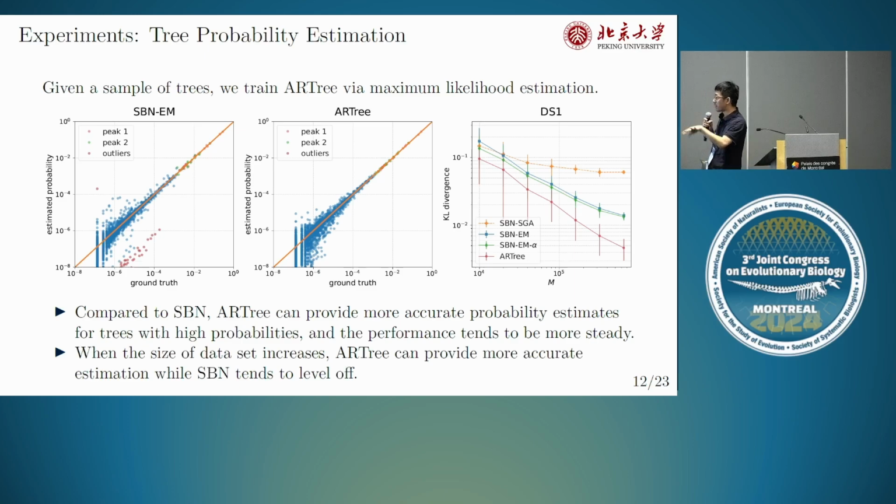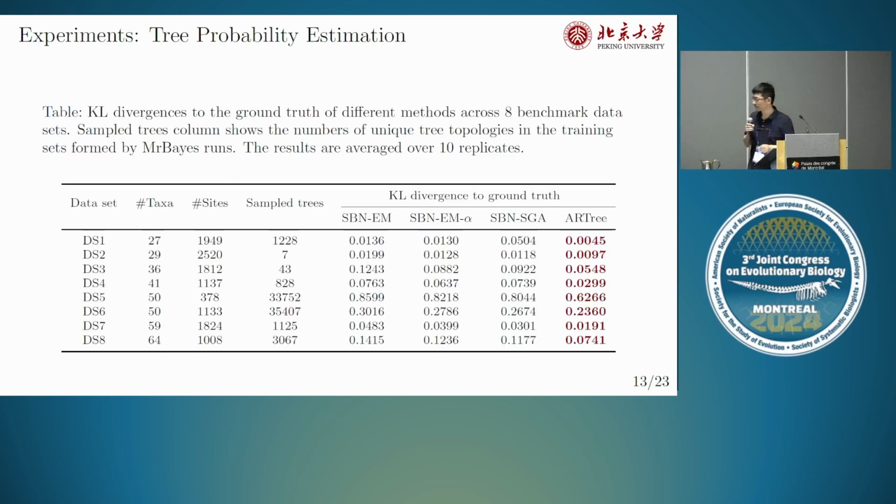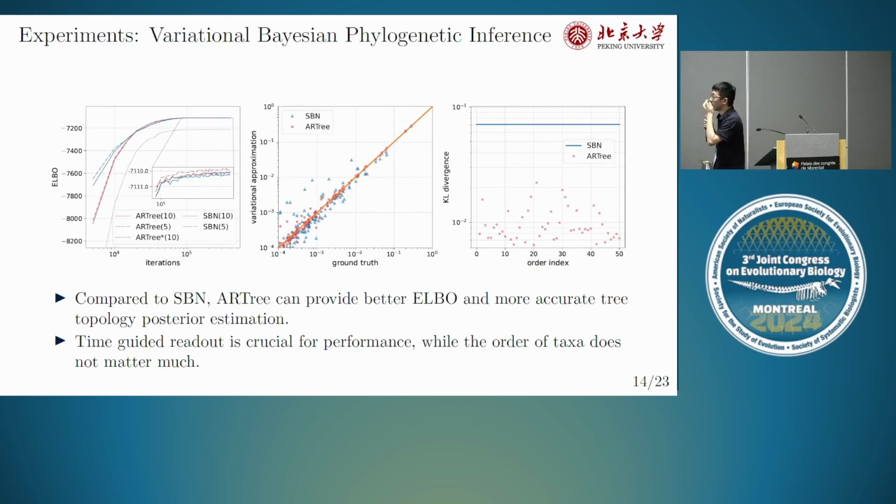We also investigated the effect of sample size on the performance of the algorithms. You can see from the right plot, when the size of the data set increases, AR tree can provide more accurate estimation. But the SBN baseline tends to level off, which means their model complexity is quite limited, and they cannot digest the information from more data. We also apply this method across 8 benchmark data sets. You can see that overall, across DS1 to 8, AR tree outperforms the SBN baselines by a large margin.